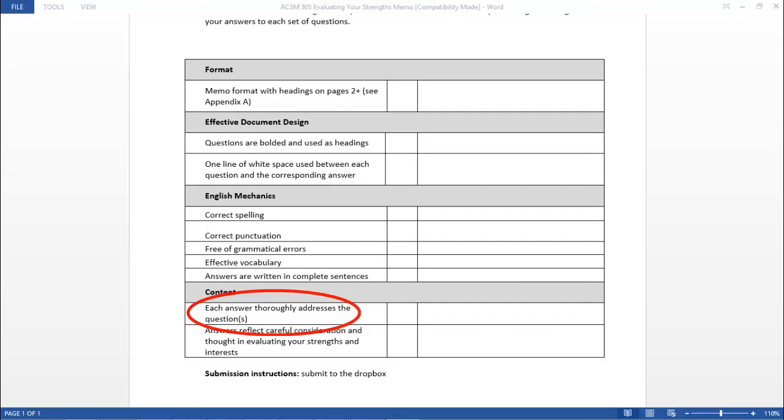addresses the question. When you're finished writing your memo, make sure you submit it to the Dropbox by the due date. Please let me know if you have any questions about this assignment.